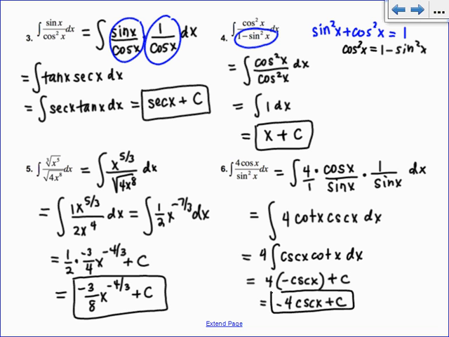And you can always check. Remember, if you take the derivative, you can check. Its derivative is going to be negative 4 times negative cosecant x cotangent x, and then negative 4 times that negative thing becomes positive 4. So we're good in the end. So you can always take the derivative to check.